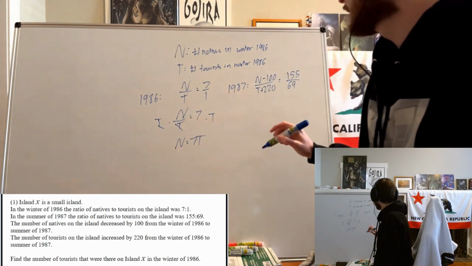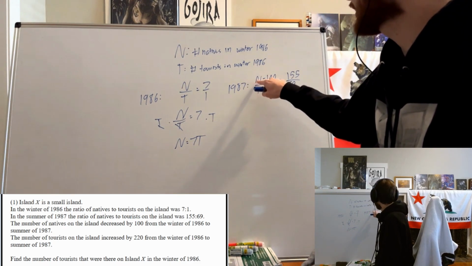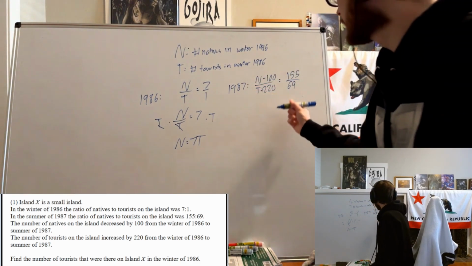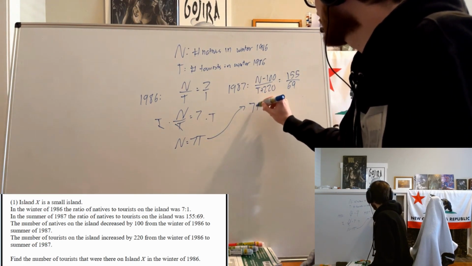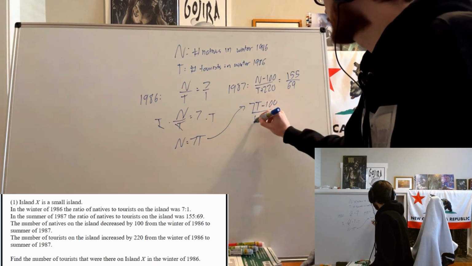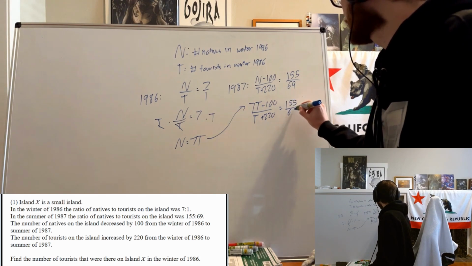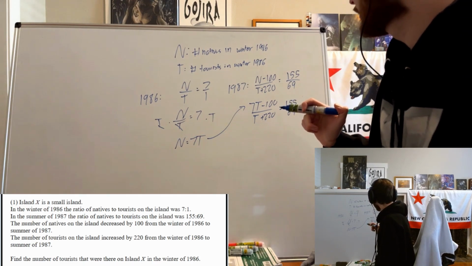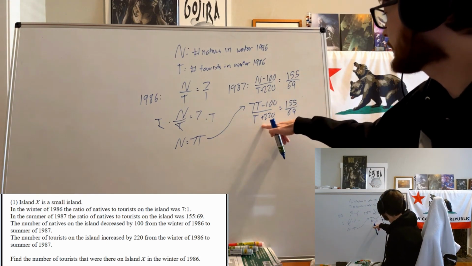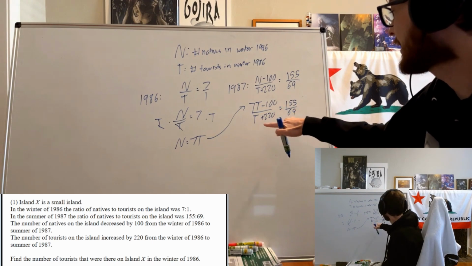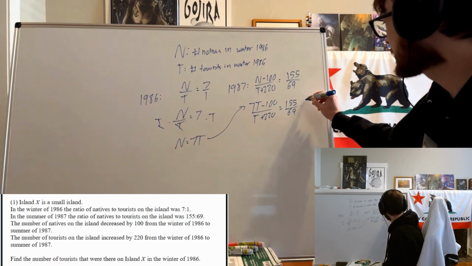Now coming over here, if we know N is equal to 7T, we can plug in 7T for this N right here, and then we only have T's. So I think that's our best bet. 7T minus 100 over T plus 220 equals 155 over 69. Now we just have one variable, so we can solve directly for T. I don't like having the denominators here, so let's multiply through by each of them. Let's start by multiplying each side by 69.